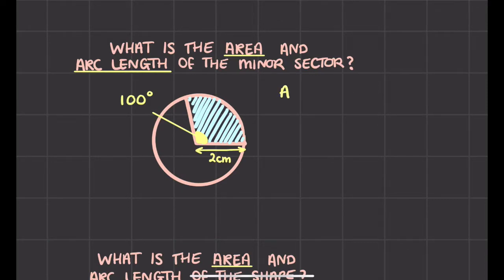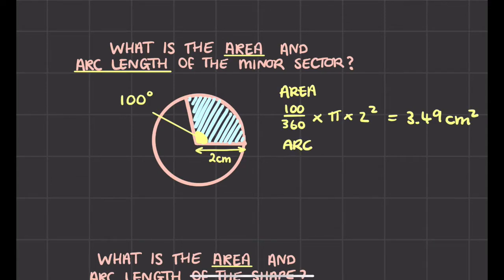So area, I'm going to do 100 out of the 360 multiplied by pi times the radius squared, so pi times 2 squared. Okay, I get 3.49 centimeters squared.